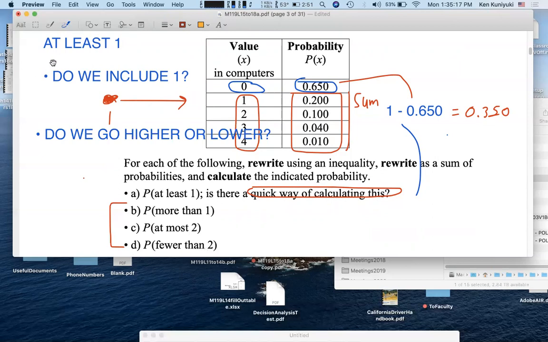And these are the kinds of questions you should ask yourselves. Do we include these boundary values or do we exclude them? And then do we go higher or lower?